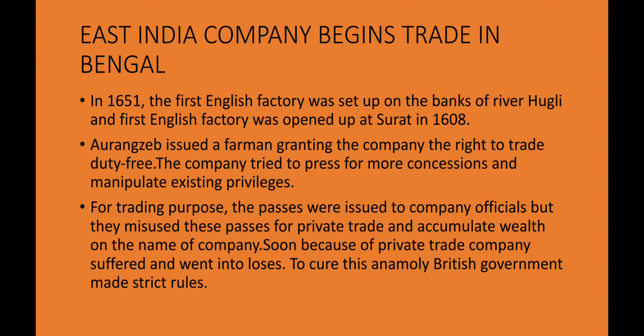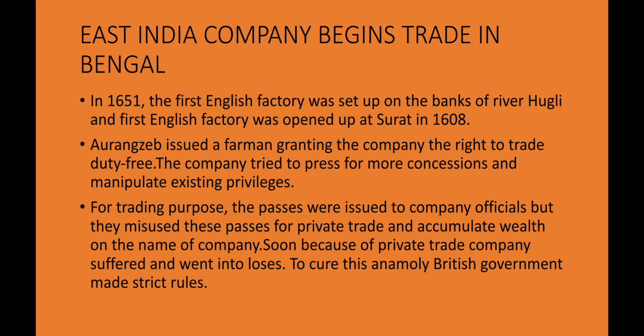Next is how the East India Company began trade in Bengal. The British set up the first English factory on the banks of the River Hooghly in 1651, along with a warehouse and the company office. As trade expanded, merchants and traders were asked to come and settle near the factory. The company began fortification around the settlements in 1696.